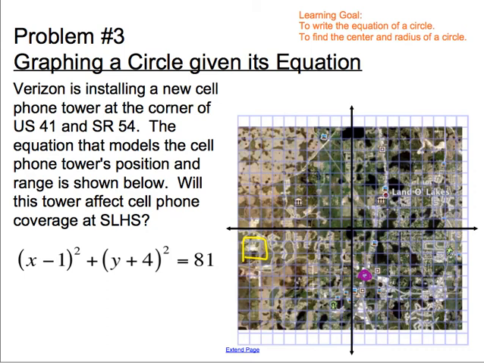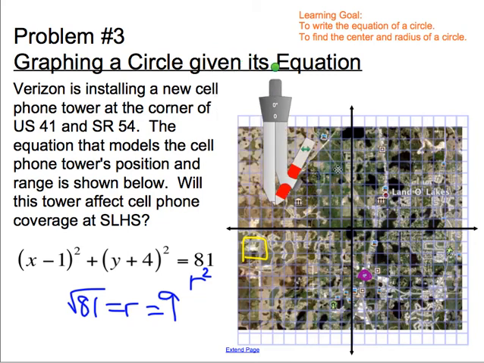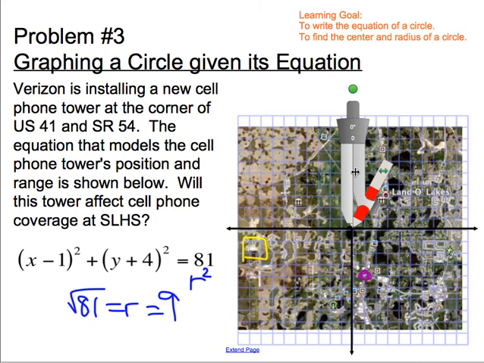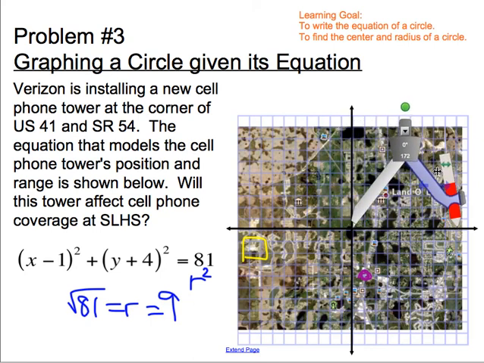Okay, so first things first, we need to find the radius of this circle. So remember, this 81 is actually r squared. So if we take the square root of 81, that'll give us the value for r. And the square root of 81 is in fact 9. And so what I want to do here is draw a circle that has a radius of 9. So I'm going to place my compass tip at the origin, and I'm going to extend the compass so that I have it set for 9 units.